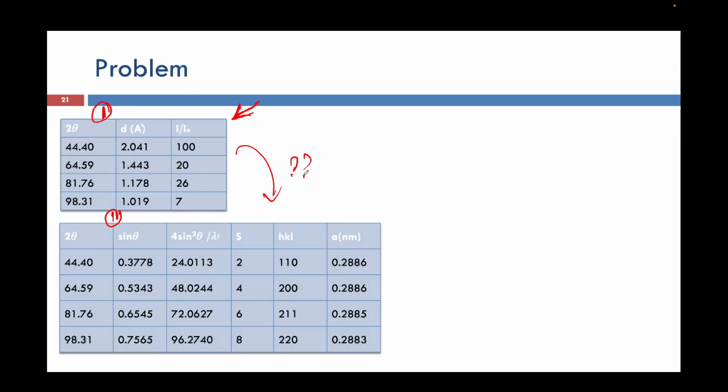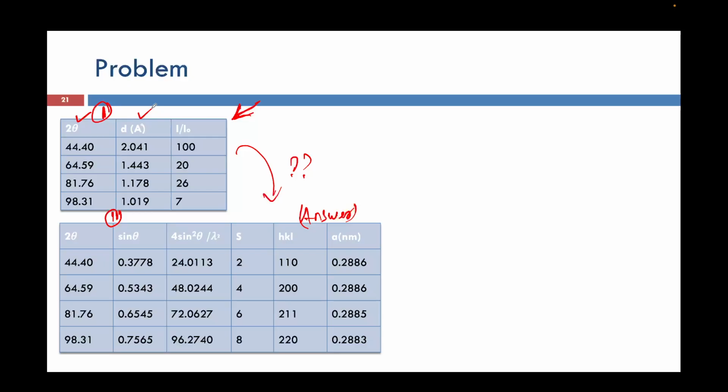Okay, so first a table will be given, and the second table will be the answer. How you can come from the first table to the second table, I will show you, and that is what is known as indexing of an X-ray diffractogram. Here you can see the 2 theta is given, and only the d value is given.